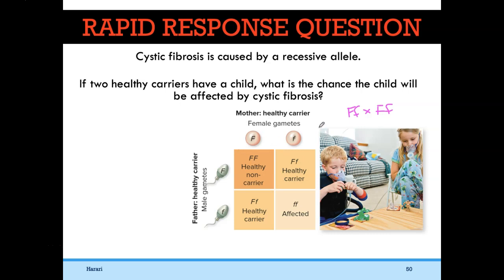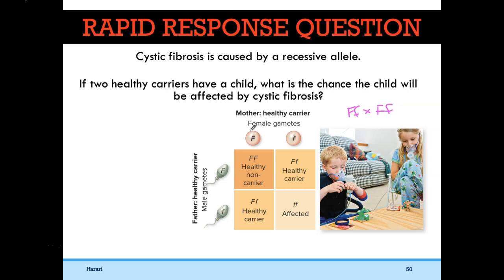So the female is a healthy carrier. That means her gametes, her eggs, will either have a big F allele, which is the healthy copy of CFTR, or will have the mutant copy of the CFTR gene, little f. So half of mom's eggs have big F, half of mom's eggs have little f. The father is also a carrier. Half of his sperm have the big F, half of his sperm have the little f. So this Punnett square is saying, what are the possibilities of all sperm and all egg combinations?